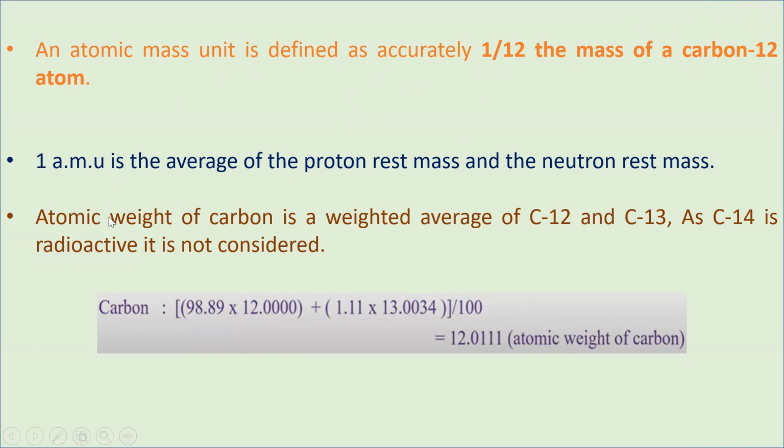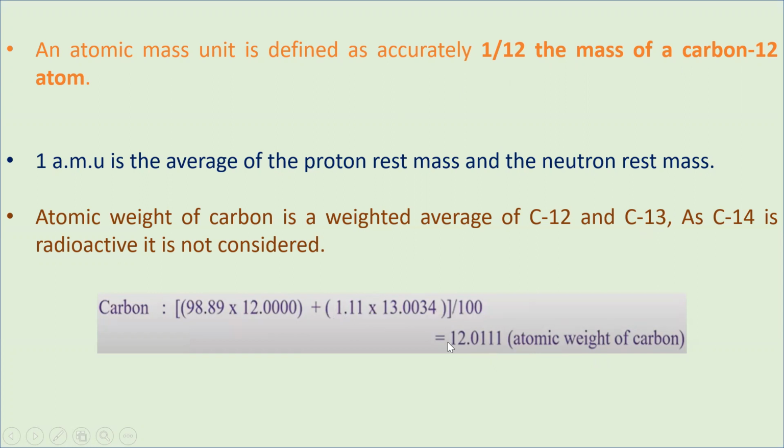For the weighted average, we have to see how much percentage of each isotope is present in nature. So carbon 12 is present at 98.89% into its atomic mass, which is 12. We know that 1 by 12 the mass of carbon 12 is one atomic mass unit. So carbon 12 has 12 atomic mass units, plus C13 is present at 1.11% into its atomic mass unit, that is 13.0034. Then when we divide by 100, we get 12.011. That is the atomic weight of carbon.